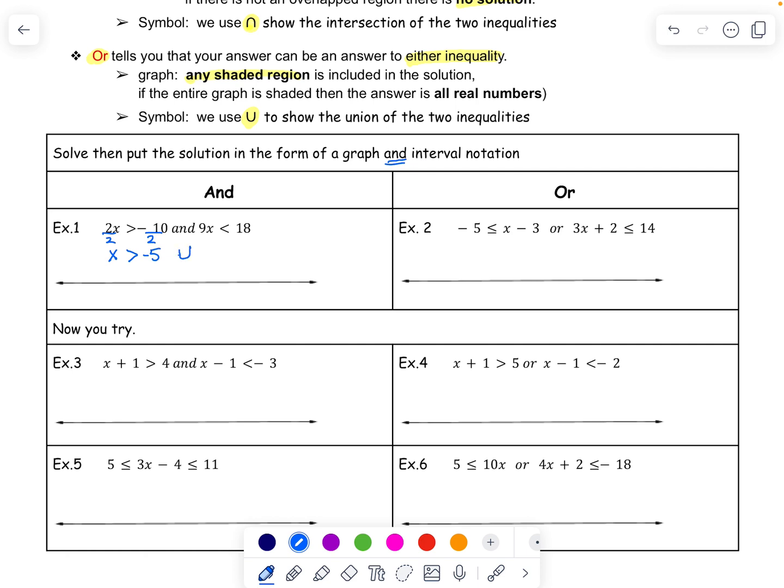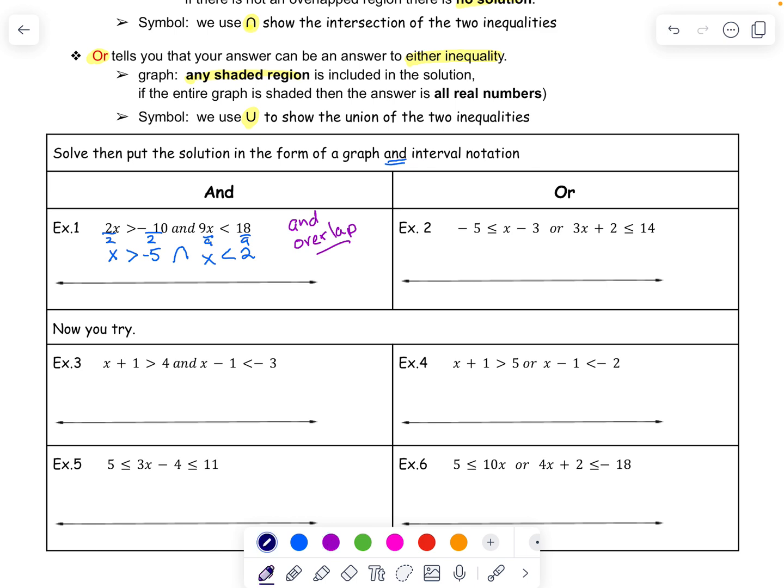And so we can actually use this symbol if we would like. Not union, sorry, I just did this upside down. We can use this intersection symbol. And then we divide by 9 here, and we get x is less than 2. So that intersection means that we're looking for overlap, right? So and means overlap. We're looking for overlap, okay?